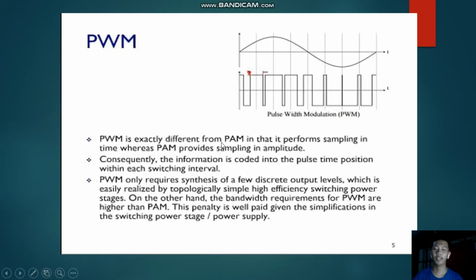PWM is different from PAM in that it performs sampling in time, whereas PAM provides sampling in amplitude. Consequently, the information is coded into the pulse time position within each switching interval.